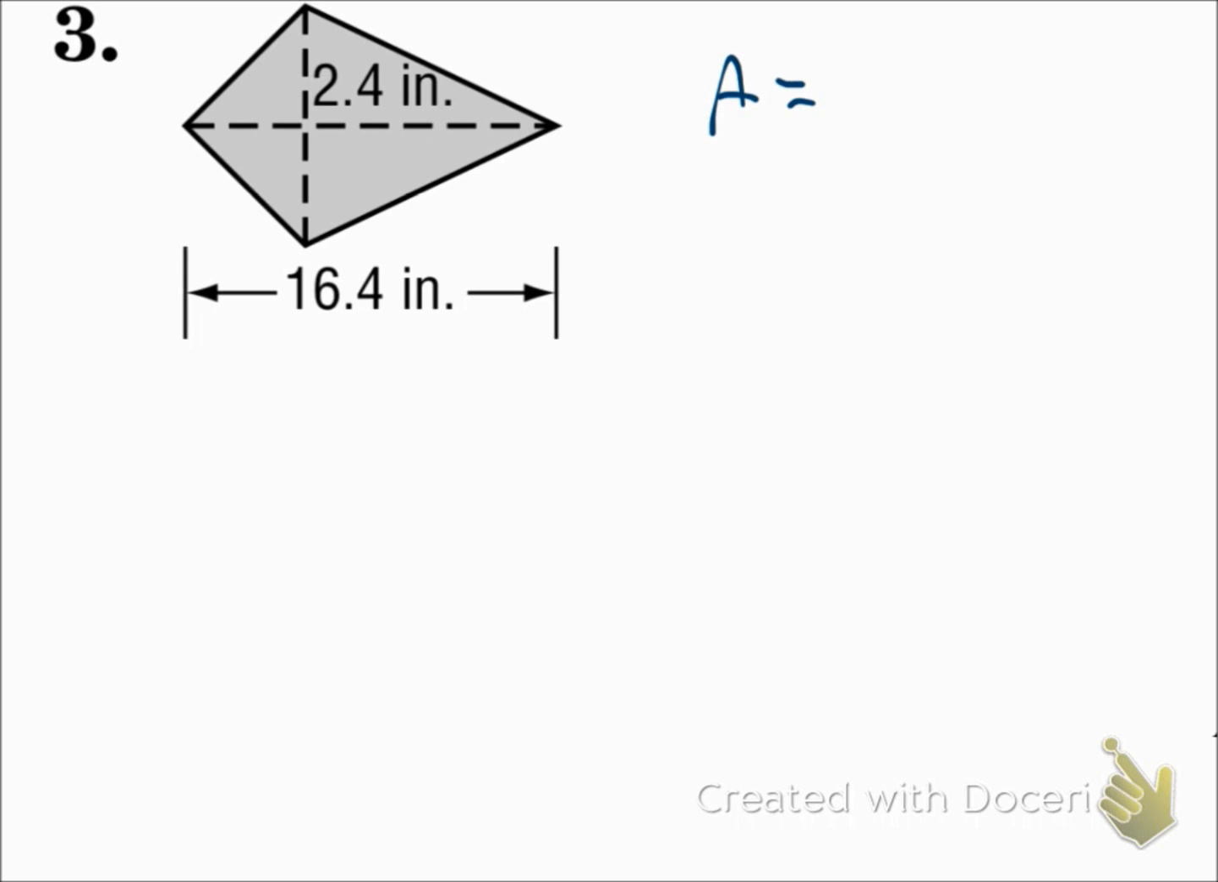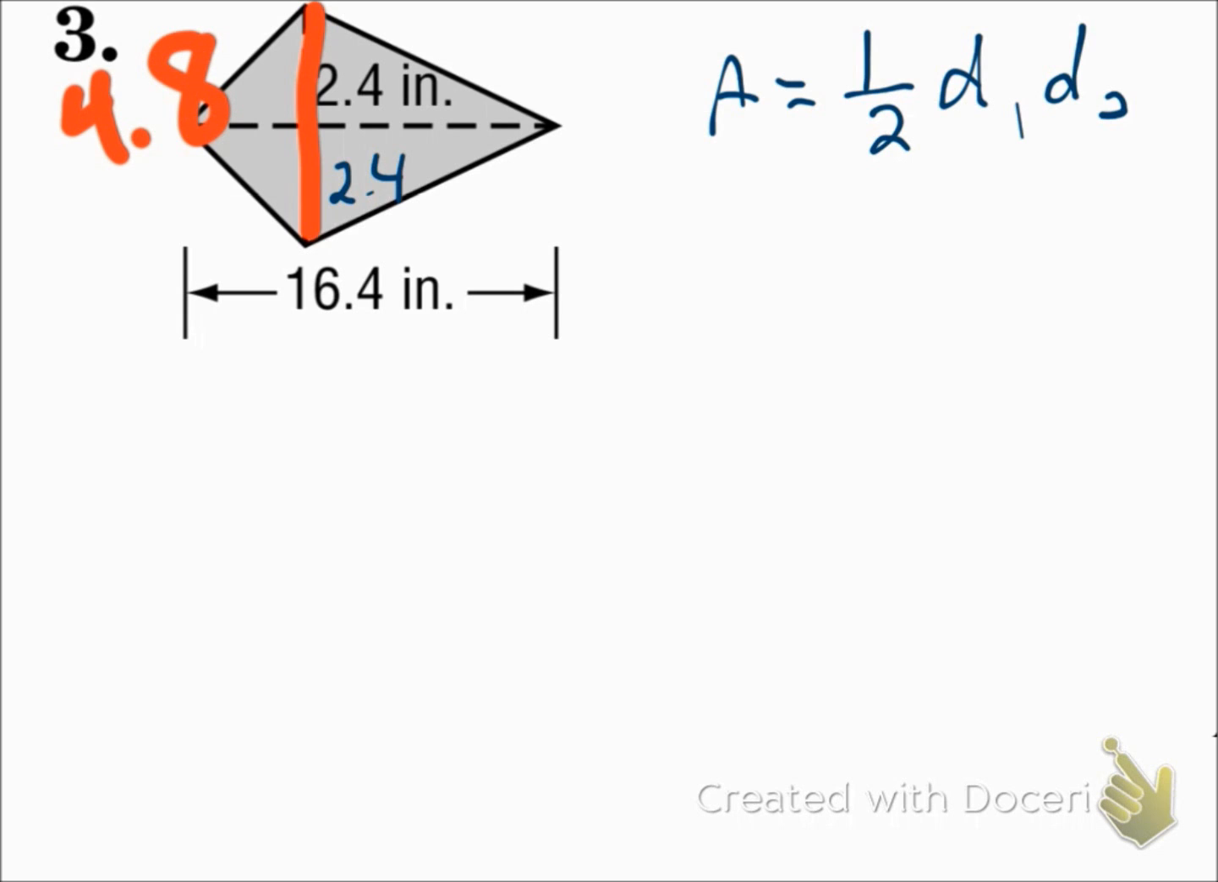The formula for area is 1/2 diagonal 1 times diagonal 2. Well, I know diagonal 1 is 16.4 inches, but I don't know the other diagonal. Since a kite is symmetrical, the top half is 2.4 and the bottom half is also 2.4, giving a grand total of 4.8. So now I have my two diagonals.